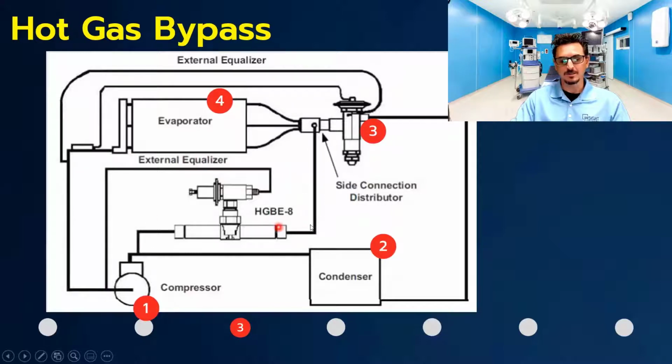Hot gas bypass is not very healthy for the system, right? It can cause overturn problems. It's extremely inefficient and a big pain in the butt for HVAC systems. But it does work. And before we had modulating compressors, this is what we used.